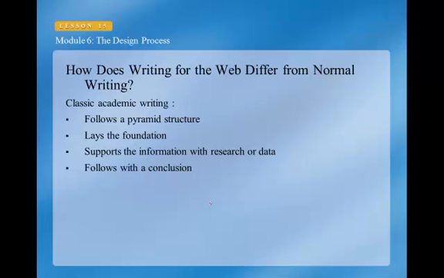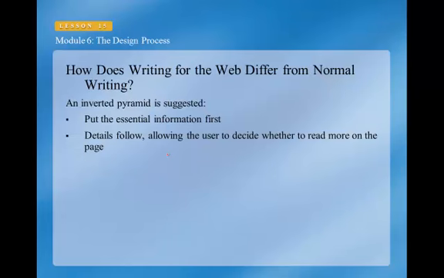Now, also thinking about writing. How does writing for the web differ from normal writing? In your classic academic writing, you follow a pyramid structure that lays a foundation, and you support your information with research and data, and then it follows with a conclusion. For the web, you're going to put the essential information first because you want to catch the reader's attention or the viewer's attention, and then the details follow.